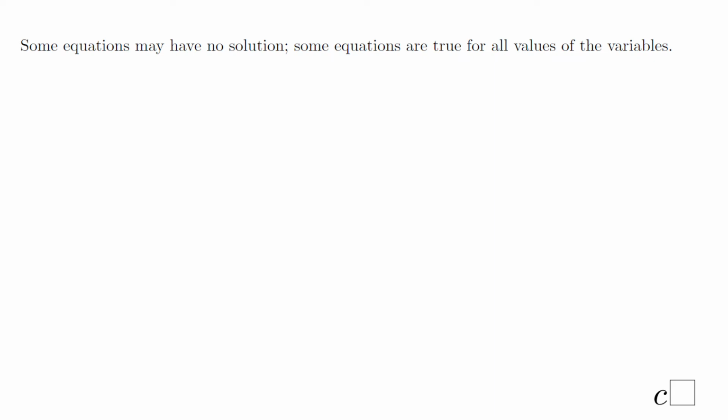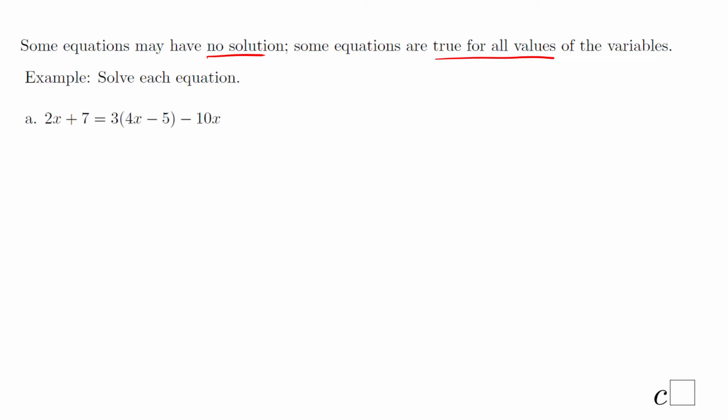Next part of the lesson, we'll see equations that have no solution or equations that are true for all values. So let's see the first one. And you notice we have a parenthesis, so we're going to have to eliminate this parenthesis first. So we have 2x plus 7 equals 3 times 4, 12x, and 3 times 5, 15. Don't forget it's minus 15, minus 10x. And we notice here on the right side, we have these two that are alike. We can combine them. So we have 2x plus 7, that is the left side. And on the right side, 12x minus 10x, that is 2x minus 15.